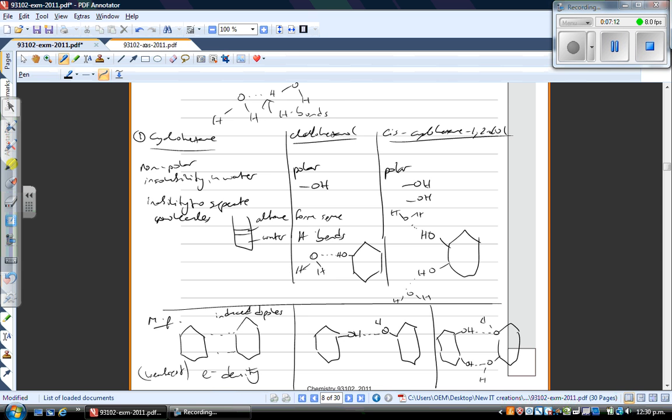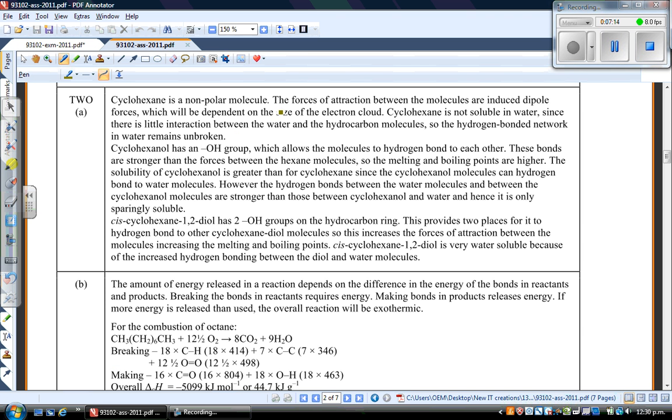We can quickly look at the answers just to check we've covered everything. Cyclohexane is a non-polar molecule. Forces of attraction between the molecules are induced dipole forces, which will be dependent on the size of the electron cloud. Cyclohexane is not soluble in water, since there is little interaction between the water and the hydrocarbon molecules, so the hydrogen bonded network in water remains unbroken.